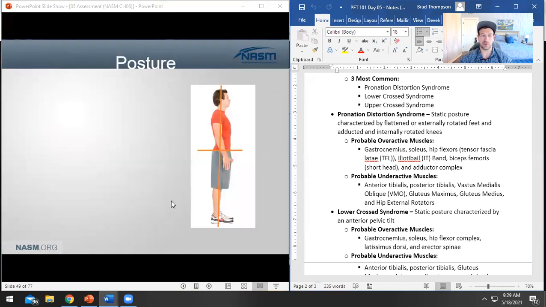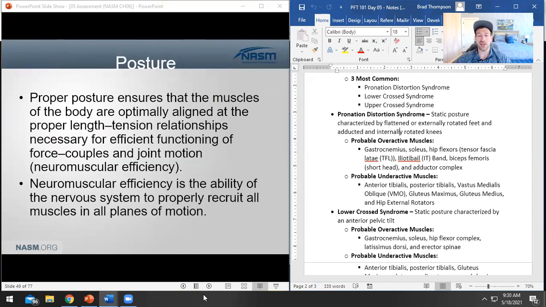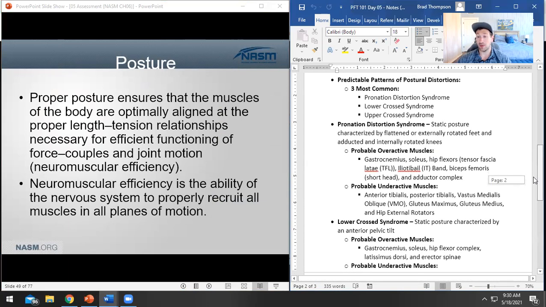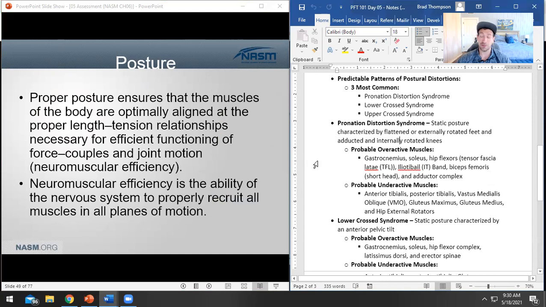So we need to be able to create proper movement patterns. And that's why posture is such a big part of our conversation, where we spend so much time on it. I mean, if you think of PFT 101, it is the posture class. We're definitely going to have some cardio stuff in here as well. But we spend a lot of our time talking about posture and performance.